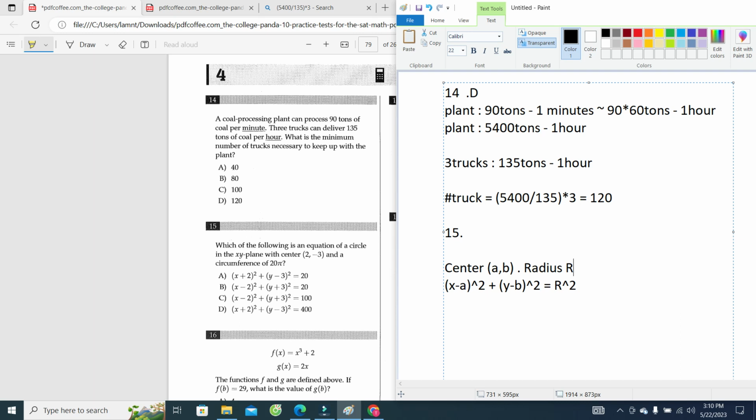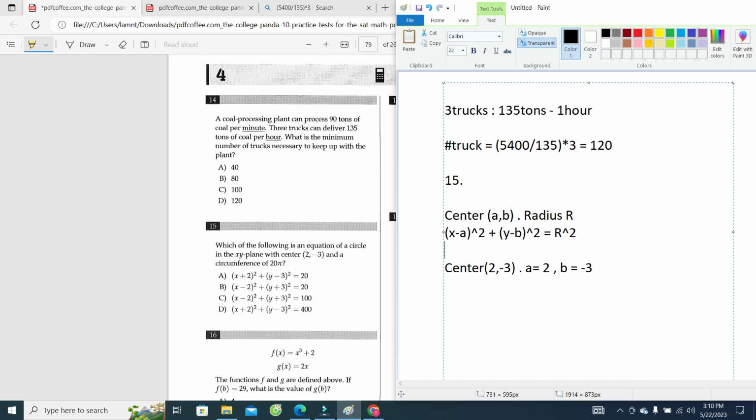So now we have the center to be (2, -3). So we know that a is equal to 2 and b is equal to -3. So we can replace that into the equation. So a is equal to 2 and b is equal to -3. So we put -3 in here, equal to r squared.